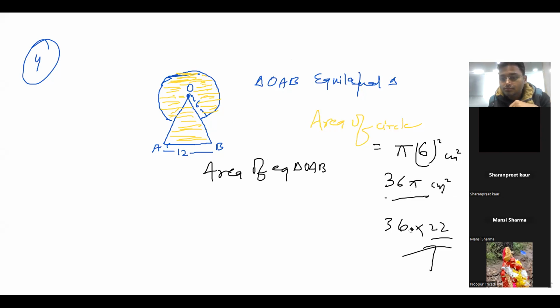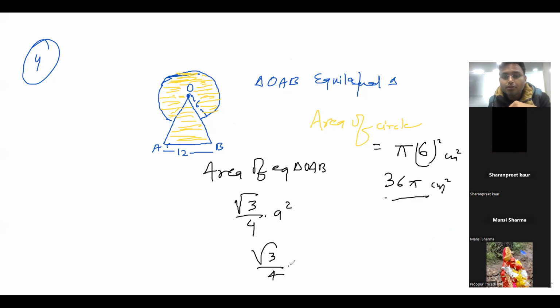Tell me the formula. Root 3 by 4 side square. All the sides of an equilateral triangle are equal. Root under 3 by 4 a square. So it will be what? Root under 3 by 4 into 12 square. Okay. 12.